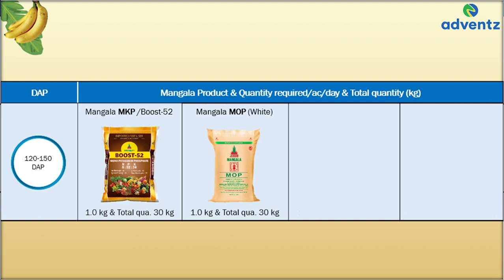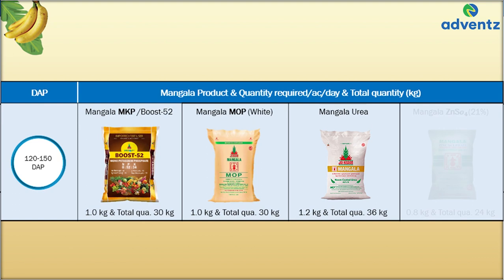White at the rate of 1 kg per acre per day, with the total quantity being 30 kgs for 30 days. Mangala urea at the rate of 1.2 kgs per acre per day, the total quantity being 36 kgs for the entire 30-day duration, and Mangala zinc sulfate 21% at the rate of 0.8 kgs per acre per day, with a total quantity of 24 kgs for the entire 30-day period.